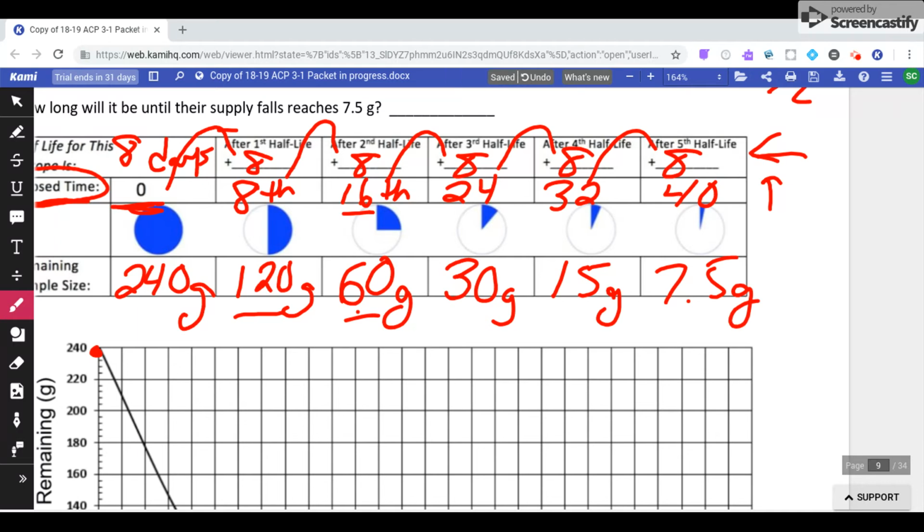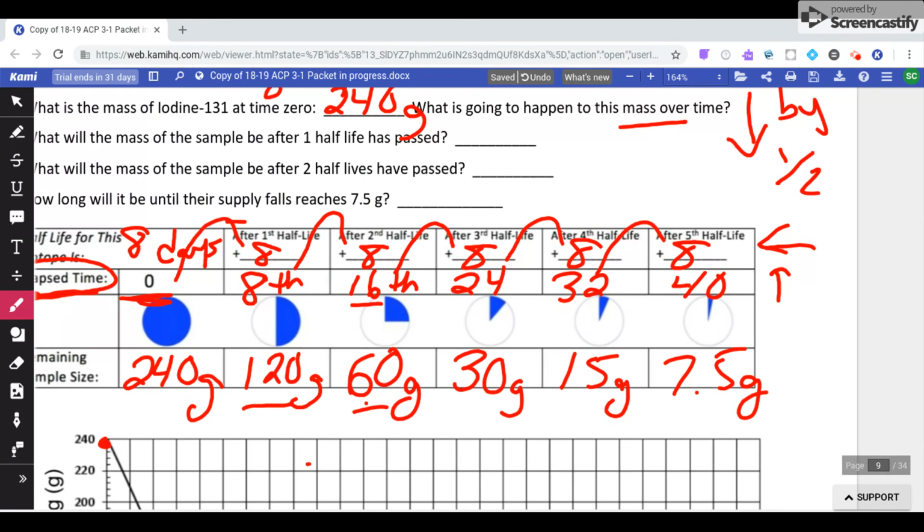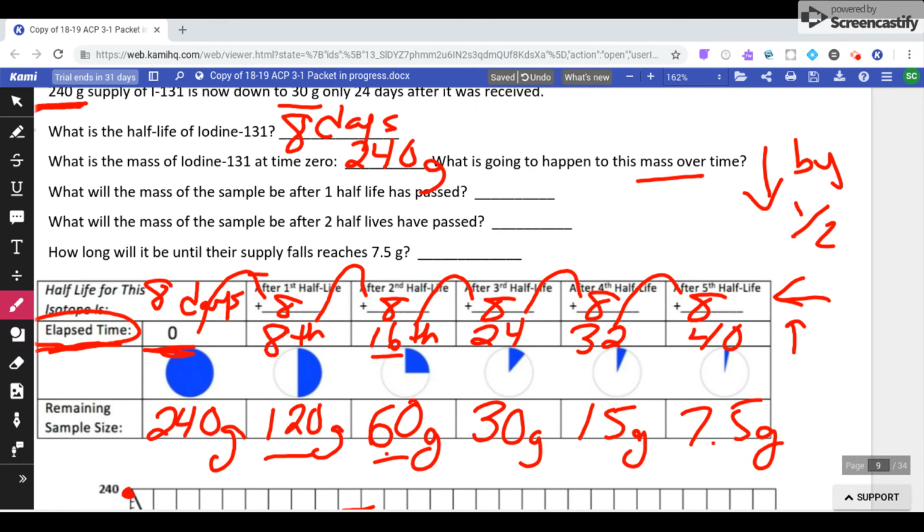You can look at the graph, but you should be able to answer these questions based on both or one of the two. We know what the half-life is. It's 8 days. We used our graph. We started at 240. What's half of that? 120. We found where 120 was. That took 8 days to get there. Then what will the mass of the sample be after one half-life? One half-life is one group of 8 days. After 8 days goes by, it's now 120 grams.